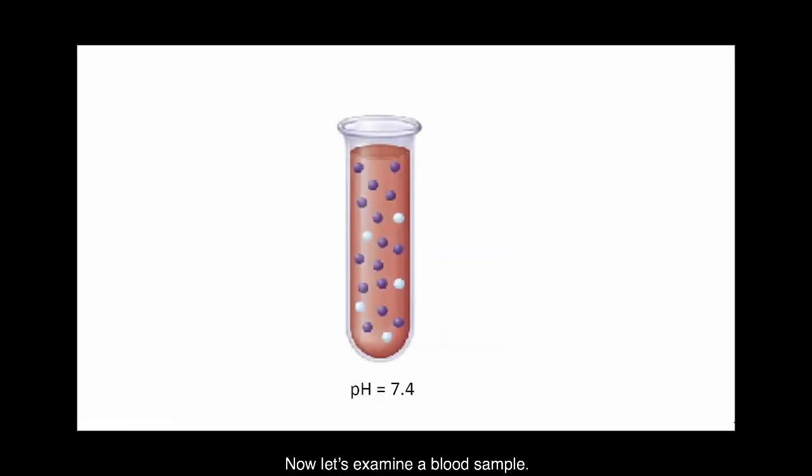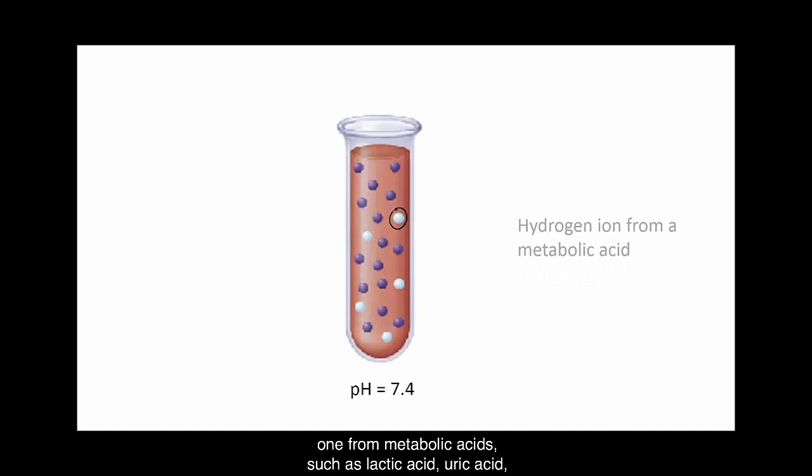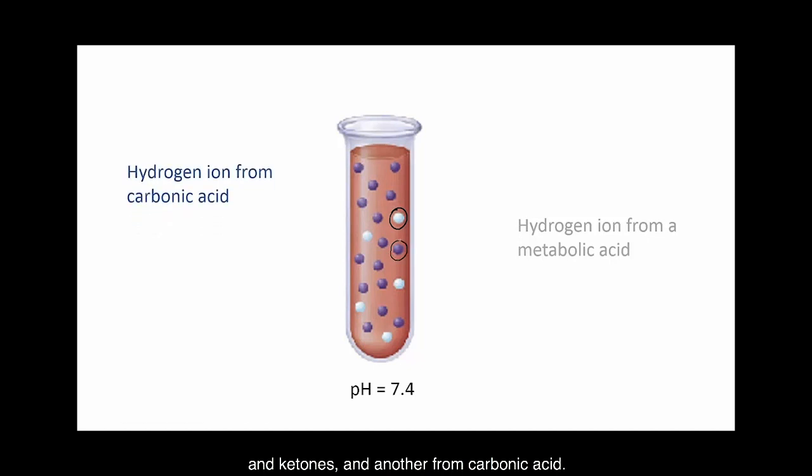Now let's examine a blood sample. Notice that we have two sources of hydrogen ions, one from metabolic acids, such as lactic acid, uric acid, and ketones, and another from carbonic acid.